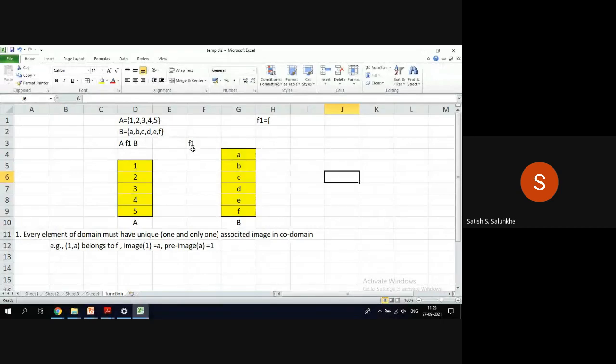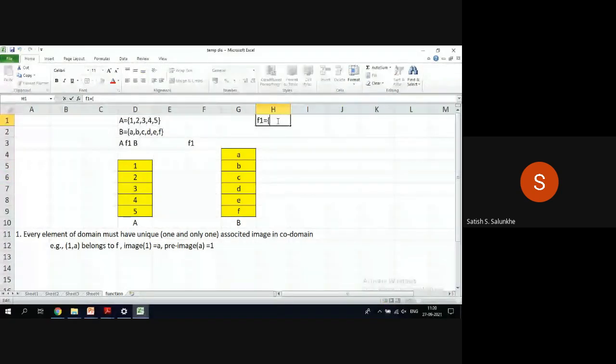So please let me know quickly in the chat box, is it clear or not? I'm waiting to hear from you in the chat box. Kindly respond quickly. Yeah. So if there are no more questions, I'm throwing some f1 in front of you, and quickly tell me whether this is a function or not.